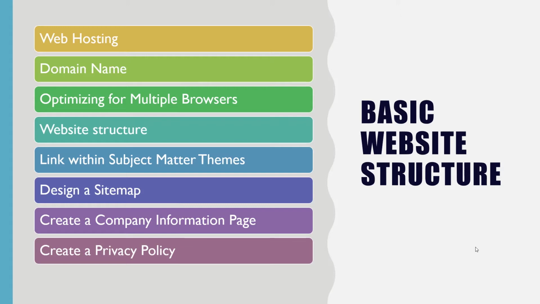Designing a sitemap, you really want to make sure that you have a sitemap and you start thinking about the structure of your site, how everything is working together. Create a company information page. It's going to be really helpful, especially if you're trying to generate local traffic. So finding ways to put your actual information about you somewhere on your page, and then creating a privacy policy. This is really great too for people to gain trust in your website and to have an idea of how their information might be used.